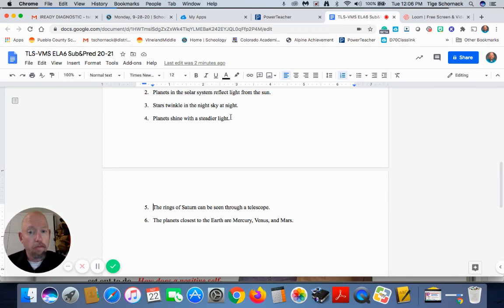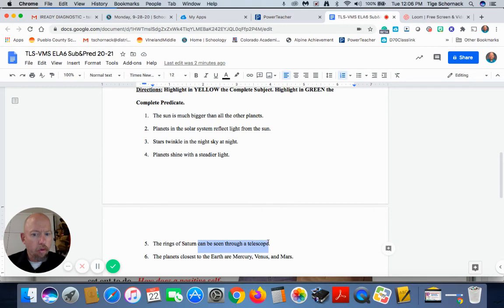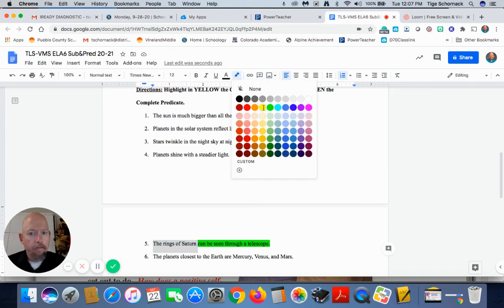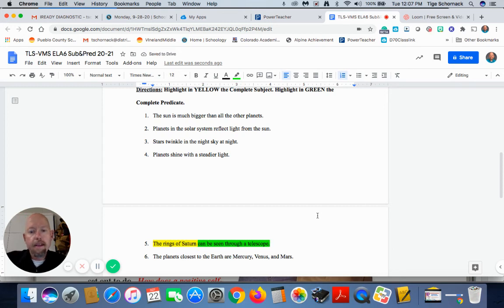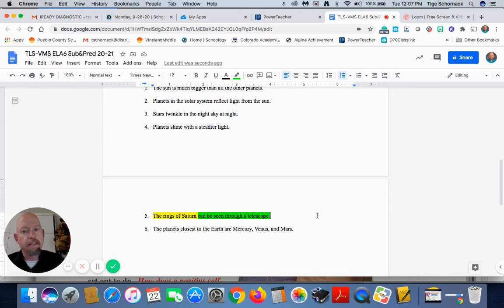So what I would do is I'm going to highlight in green this whole phrase, can be seen through a telescope. And if you do the period, I don't care. I'm not going to mark it wrong. We're going to highlight that in green. And then everything else, the rings of Saturn, we're going to highlight in yellow. So every single word is going to be highlighted. So that's how you do this assignment. So it's 2 points for each one of these sentences. 1 point for highlighting the correct complete subject, 1 point for highlighting the correct complete predicate.